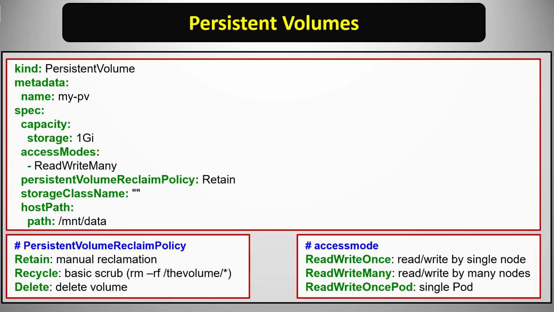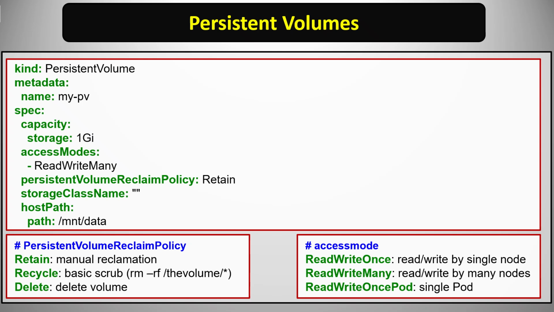Now let's have a look at the YAML file. First of all, the persistent volume. The capacity here is 1 gig. The access mode is ReadWriteMany, so multiple nodes can use it simultaneously. And the reclaim policy is Retain, meaning the volume isn't automatically deleted when released. In order to reuse the storage, manual reclamation is required. The other reclaim policies include Recycle, which wipes the data with a basic scrub of rm -rf, and Delete, which removes the volumes entirely.